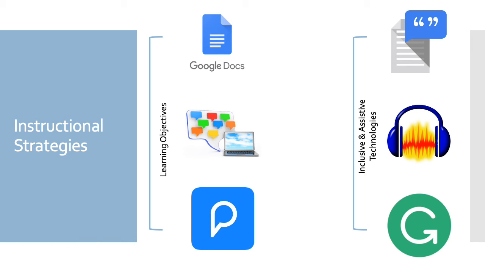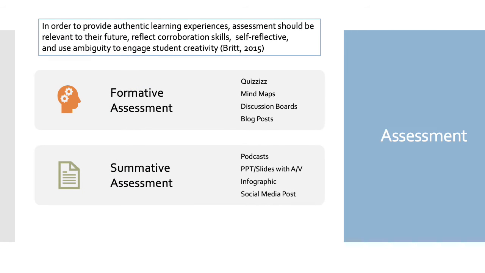Also included are inclusive and assistive technologies, and these are things that are necessary and legal. The tools that could be used are text-to-speech, closed captioning, transcripts, graphic organizers, digital worksheets, and the use of tools like Audacity and Grammarly. All of these support universal design for learning. In order to provide authentic learning experiences, assessment should be relevant to students' futures, reflect collaboration skills, be self-reflective, and use ambiguity to engage student creativity.